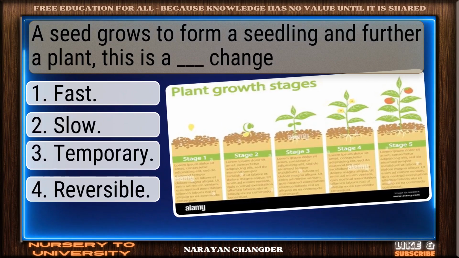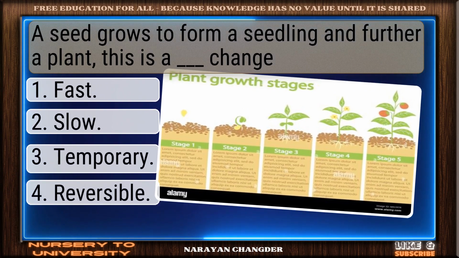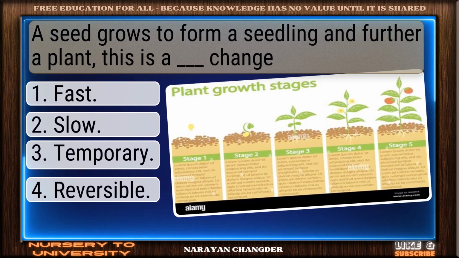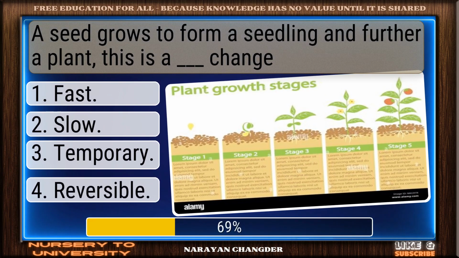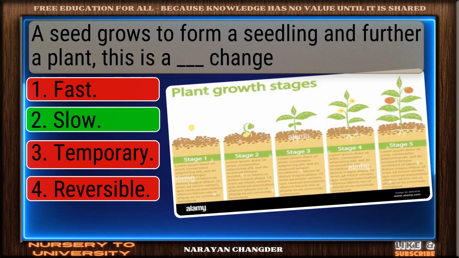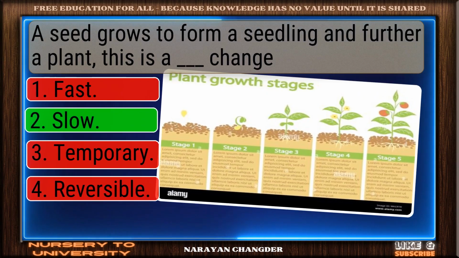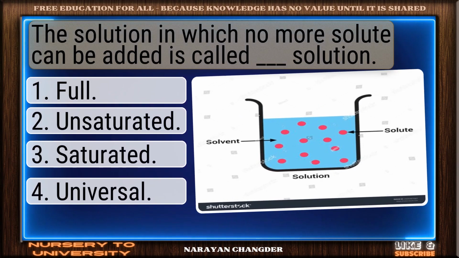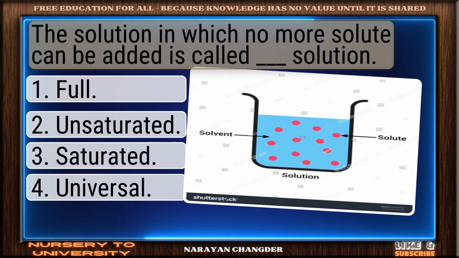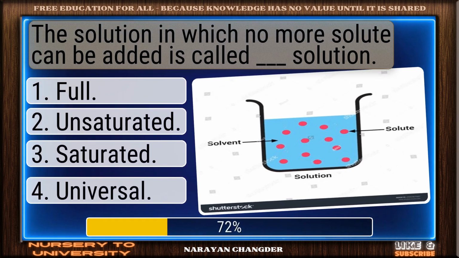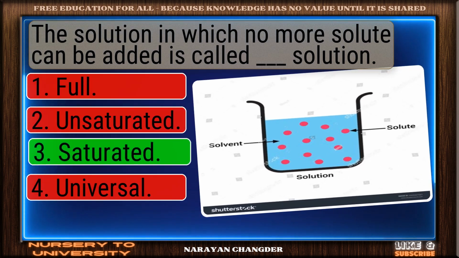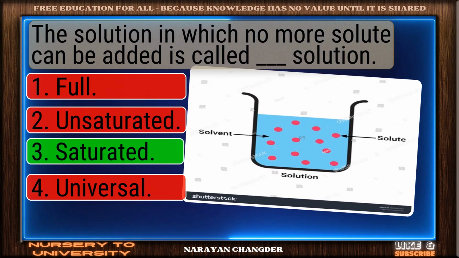A seed grows to form a seedling and further a plant. This is a dash change. Nice work. You chose slow and it is correct. The solution in which no more solute can be added is called dash solution. Right choice. Saturated is the best answer.